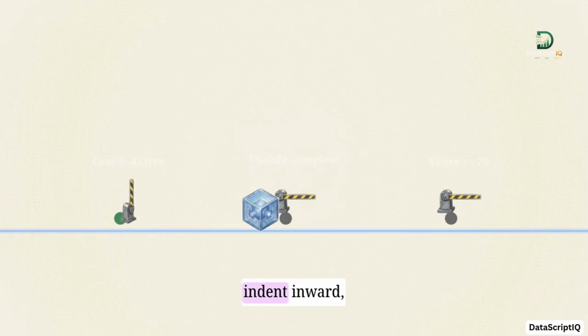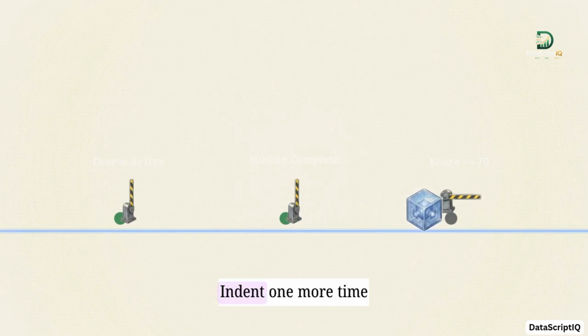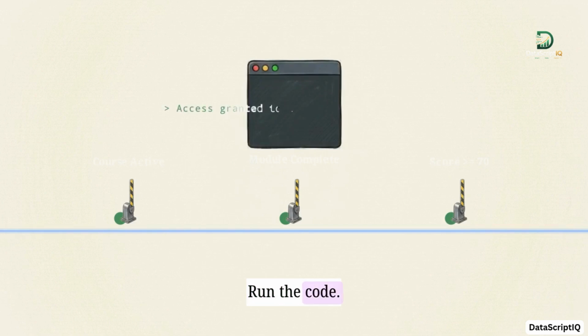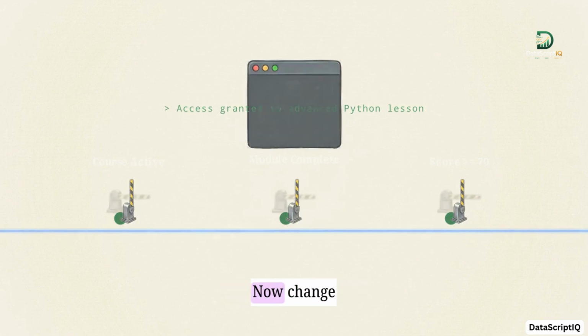Press enter, indent inward, and write the next if statement to check for module completion. Indent one more time for the final threshold, checking if quiz score is greater than or equal to 70. Add your print statement underneath. Run the code. Because all 3 layered conditions are true, your terminal will display access granted to advanced Python lesson.